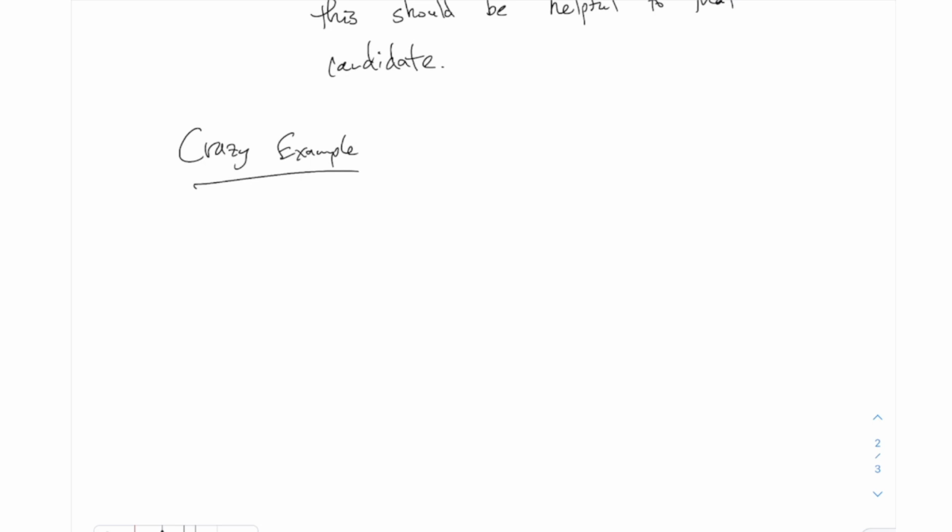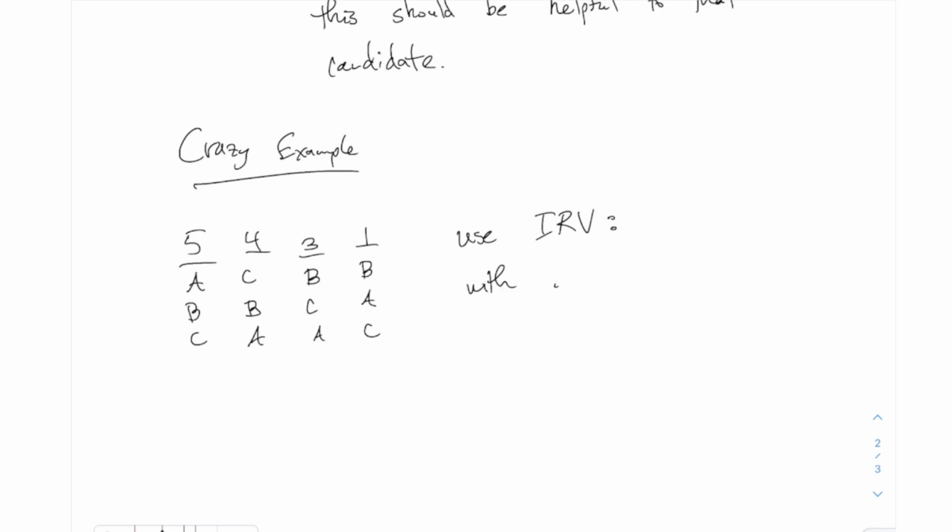So here is an example. Let's say 5 people said ABC, 4 people say CBA, 3 people say BCA, and 1 person says BAC, all right? And I'm going to use the instant runoff system. Okay, so first of all, let's see what happens if you count these votes. And then I'm going to say, well, what if we change it in this way? See what happens if we change it.